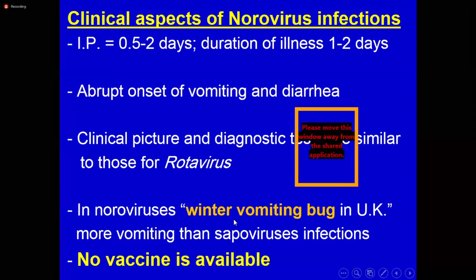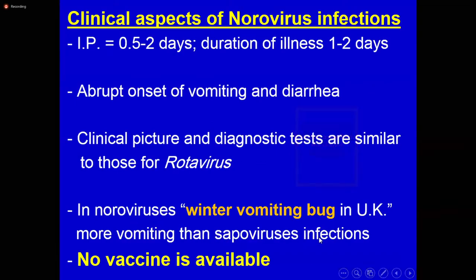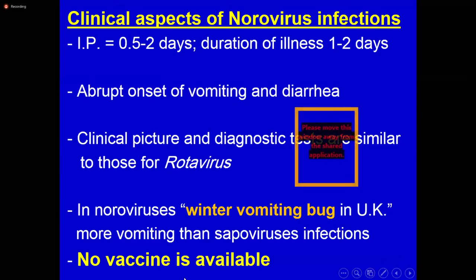Noroviruses are called the winter vomiting bug in the UK. If you say winter, it means noroviruses. You get more vomiting than with the sapoviruses, the other genus of these viruses. No vaccine is available, unfortunately, against noroviruses.